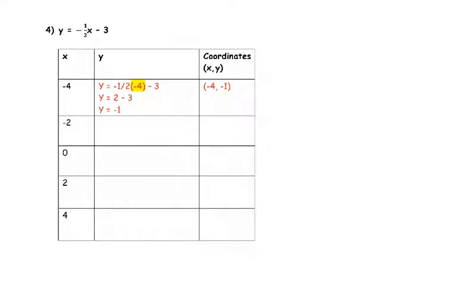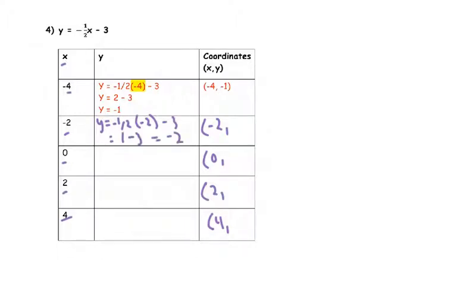Okay. We have a fraction again, but remember, multiplying times a -1/2 is the same thing, you're just splitting the number in half, and then following your algebra rules. So, our x values are here. Our x values are here. Y equals negative 1/2 of -2 minus 3. Negative times a negative is a positive, right? So 1/2 of 2 is 1 minus 3, -2.